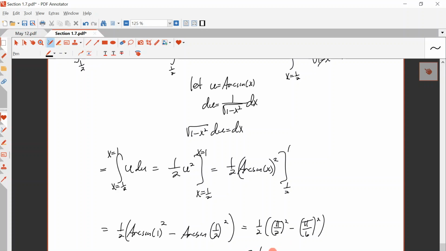We got 1/2 times pi squared over 4 minus pi squared over 36. So that's equal to, what do we got there? 36 is 4 times 9, right? So that's 9 pi squared minus 1 pi squared, so it's 8 pi squared over 36, times 1/2 is over 72, so that's pi squared over 9. And there's your final answer.